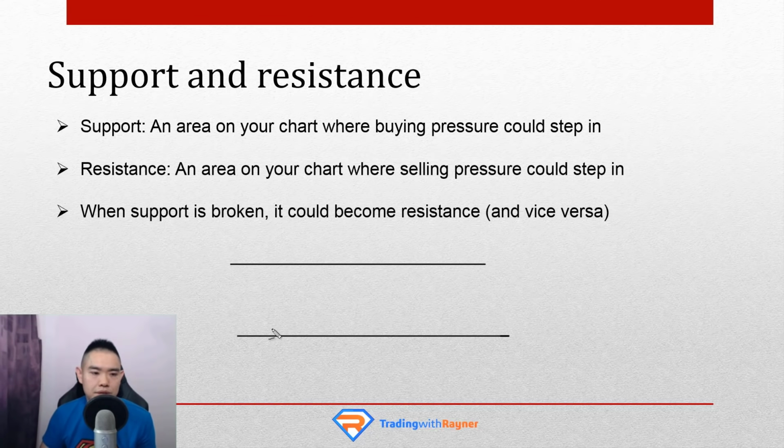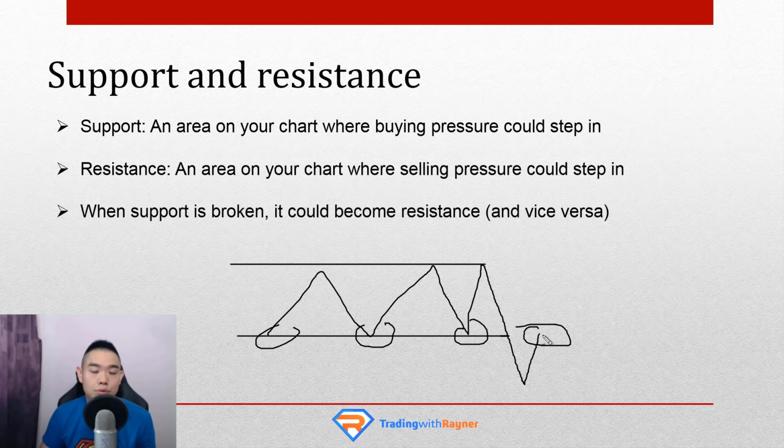So let's say price is in a range, then it breaks down below support and it comes back up. Now previous support could now act as resistance, and you can actually anticipate that the price could reverse lower from here. So this is what we mean by when support is broken, it could become resistance and vice versa.